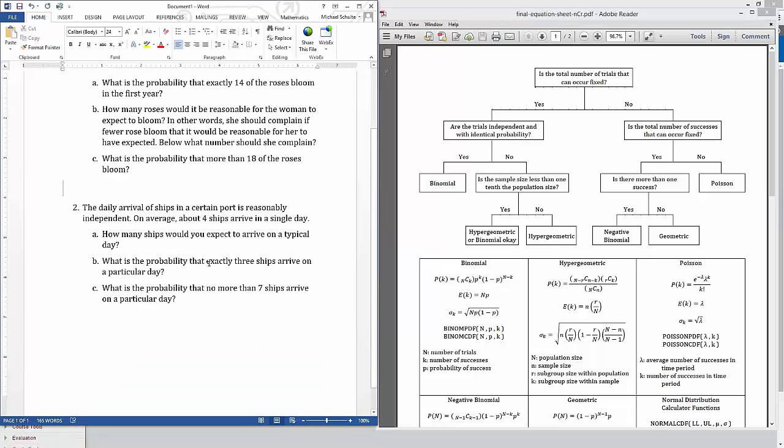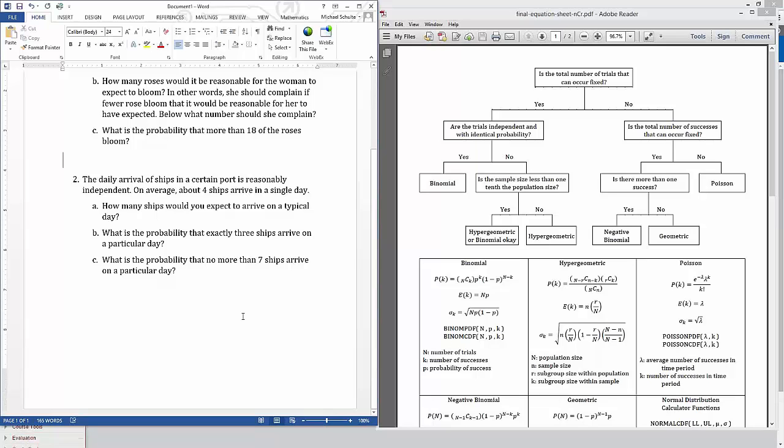So here we're going to talk about the daily arrival of ships in a certain port is reasonably independent. On average, about 4 ships arrive in a single day. So what distribution do we think is going to work for this one? Poisson? Yeah, so is the number of trials fixed? No, you could have any number of ships arrive. Is the total number of successes fixed? No, you can have any number of ships arrive. So it doesn't fit cleanly into any of the other models, and this problem doesn't either. So we would reach for the Poisson distribution.